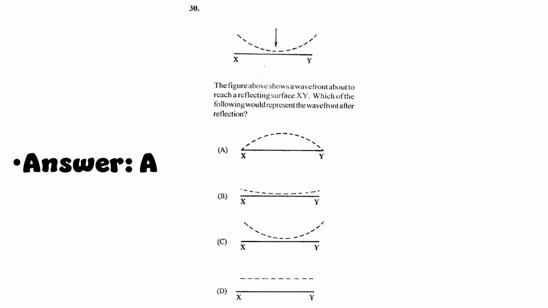B is almost correct, but it's not the same curvature. That's why it's not correct. C shows the exact same wave before it hit. It hasn't been reflected yet. And D shows that the wave reflected to be a straight line. That's just not how this works.